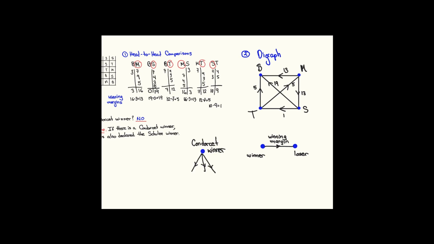Similarly, a big winner will be one where all arrows are pointing out of it. So a Condorcet winner looks like this. And as you can see in our particular drawing, there is no Condorcet winner. Every single point has an arrow pointing towards it.